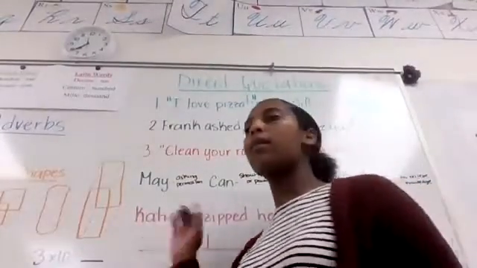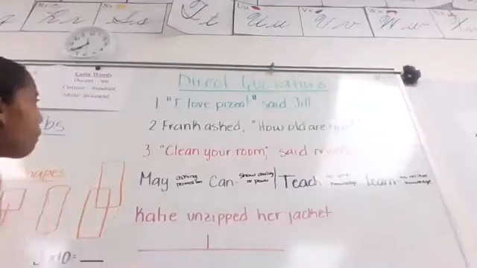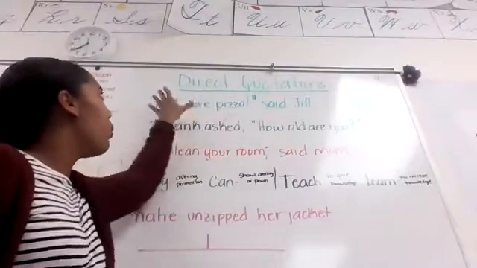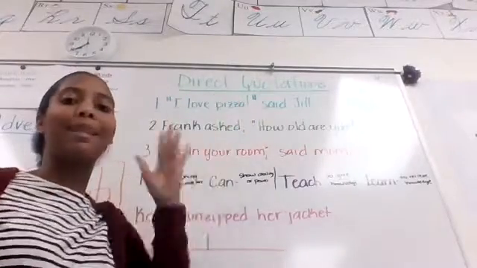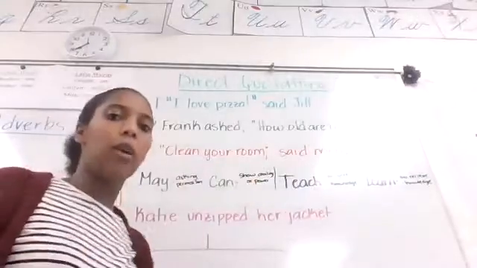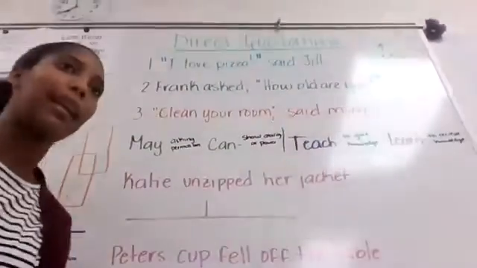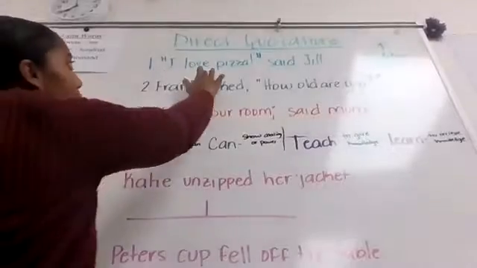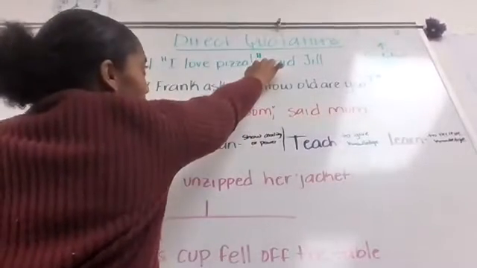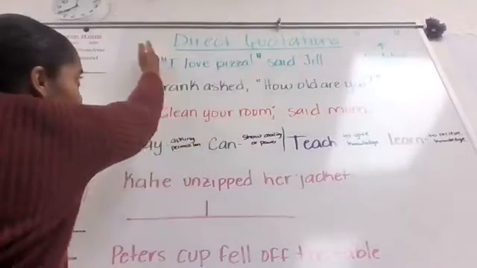Okay. So again, this is a direct quotation. "I love pizza." We have quotation marks on that part because that is what she said. Direct quotations are the exact words that someone is saying. So she said, "I love pizza." We finish it with the quotation mark to show that that's what she said.